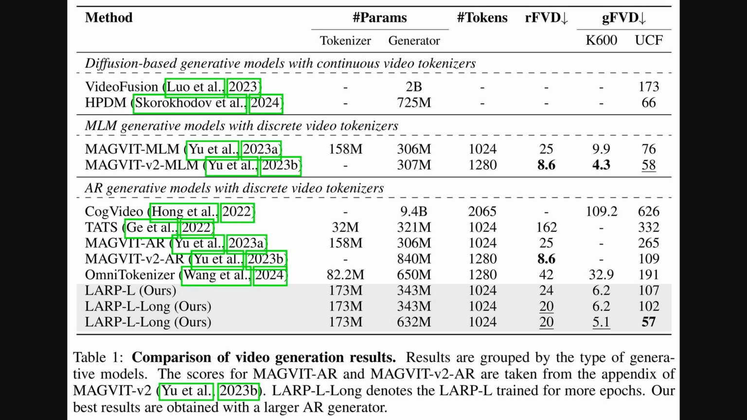So after seeing how LARP is designed, this table, Table 1, really quantifies its success. It lays out a comparison of video generation results across various models. We see details like the number of parameters, which indicates model complexity, and those crucial Fréchet video distance scores, where lower means better video. Notice, LARP alone achieves a reconstruction Fréchet video distance around 20, and then generation Fréchet video distance scores of just 5.1 on K600 and a state-of-the-art 57 on UCF 101. These results, particularly on UCF 101, outperform the other methods shown, really underscoring LARP's effectiveness.